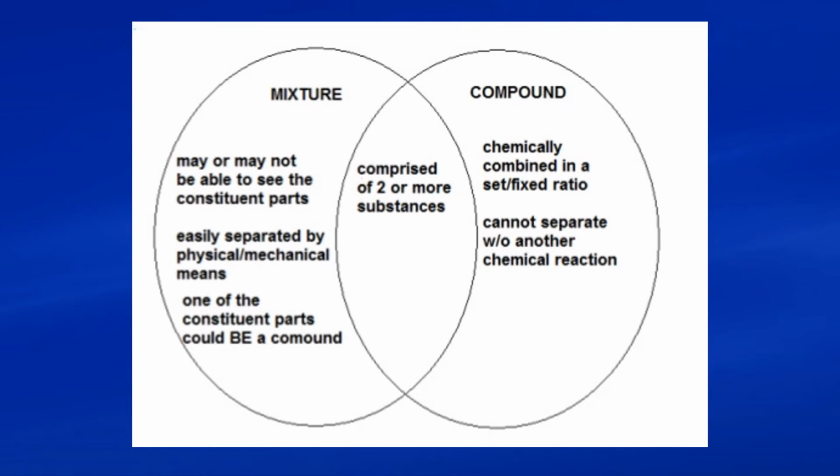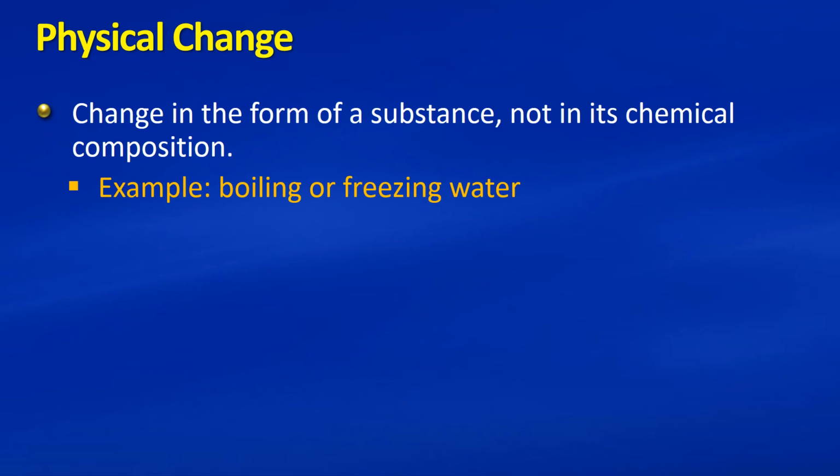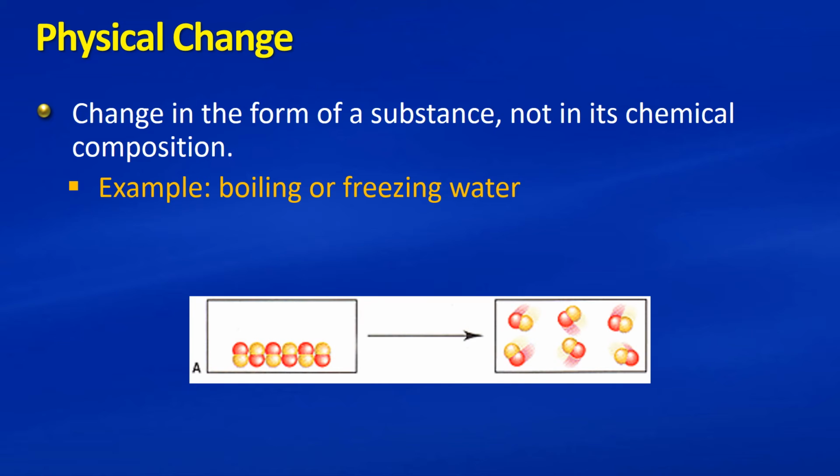A lot of students really enjoyed this Venn diagram, so that's why I put it in your notes, and it allows you to see clearly the difference between mixtures and compounds. A physical change does not change the little arrangements of the balls in a substance. For example, you boil water, you freeze water, it's still water. So before and after, all you've done is change the state of matter of the substance. You have not changed the substance.